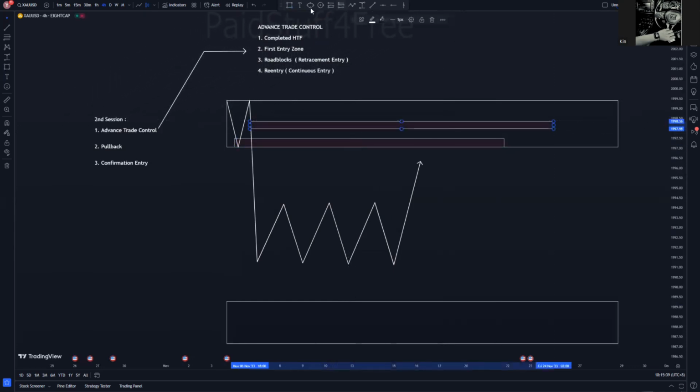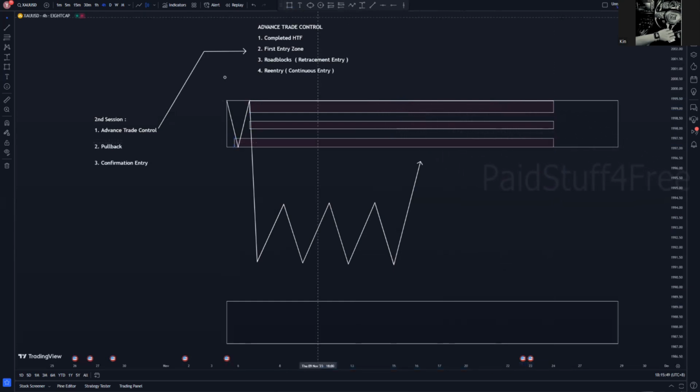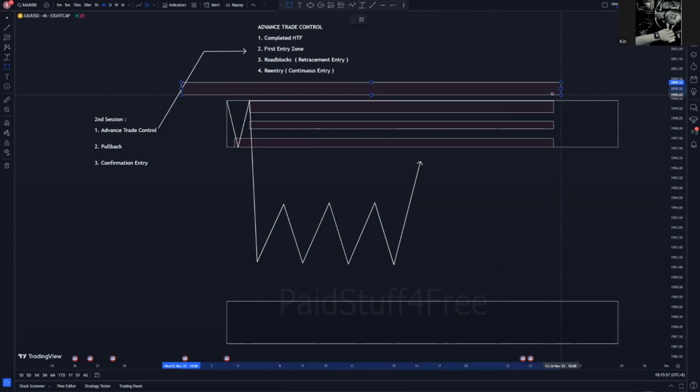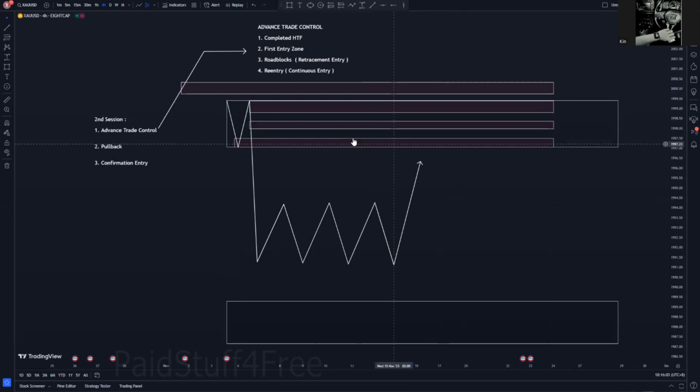The third one somewhere around here. Like this. All right. And maybe, because we want to be flexible, we can use the zone, even though that zone is outside the H4 zones. Like I said, be flexible, right? All right. So all of these four zones, we will call our first entry zone.